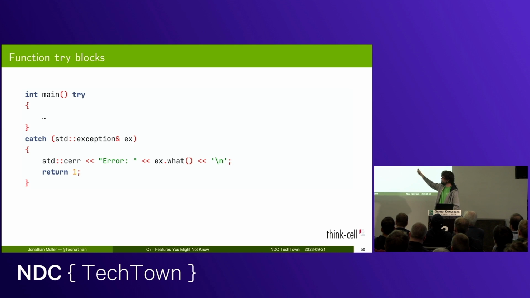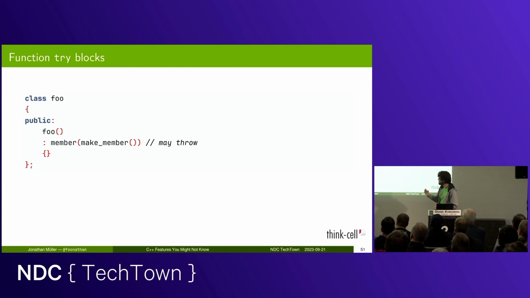So you've got a main, and then you immediately have a try with the try block, and then you have catch blocks at the end of the function. And that way you can save a bit of time when you want to write a main that essentially tries everything. The motivation for this feature actually comes from the member initializer list.